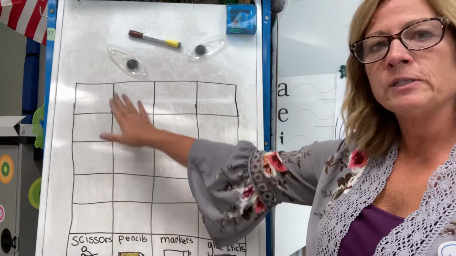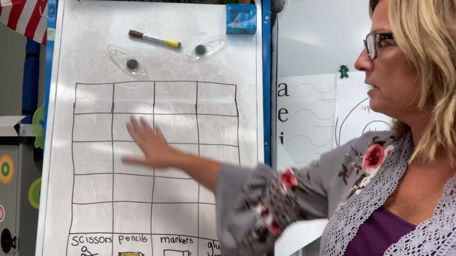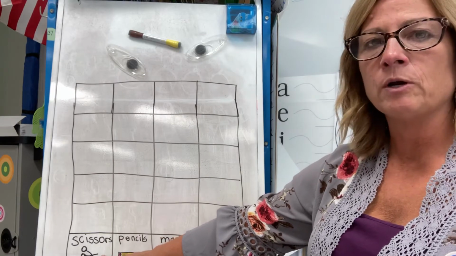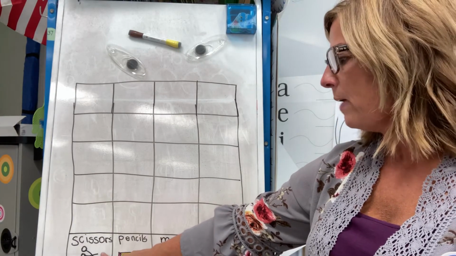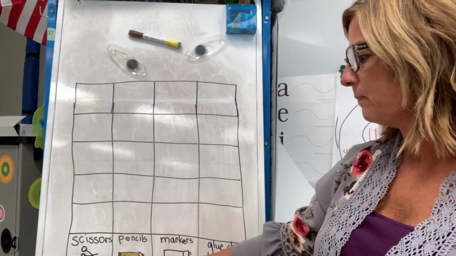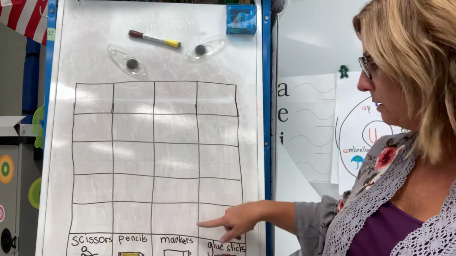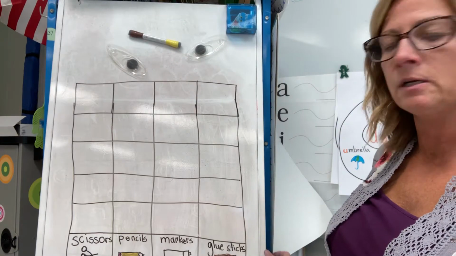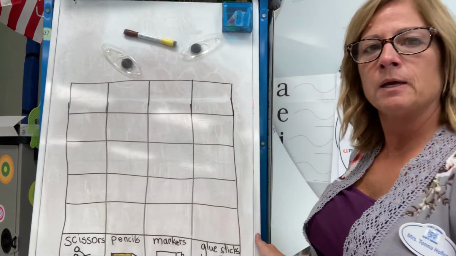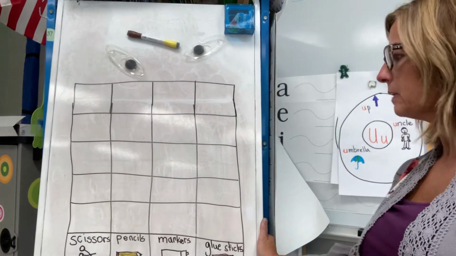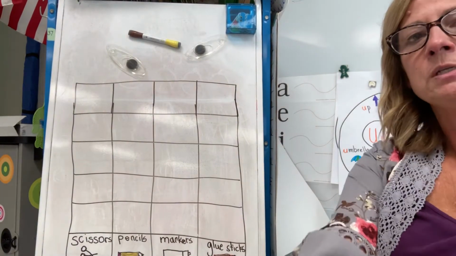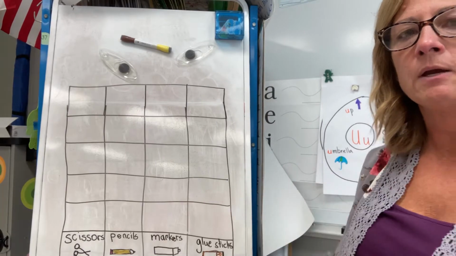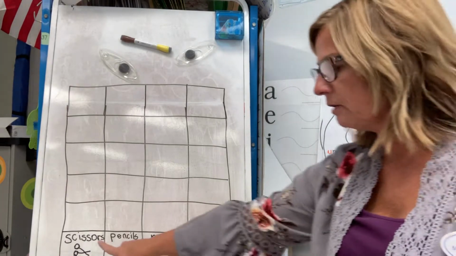So Mrs. Hofer has made a graph up here, and what I did was I just drew some boxes at the bottom. I labeled what we're going to show how many. So I have scissors, pencils, markers, and glue stick. And I know it's a little hard to see, but let me see if I can push this back just a little so you can see it a little bit better. There we go. Okay, so we're going to start with the scissors.